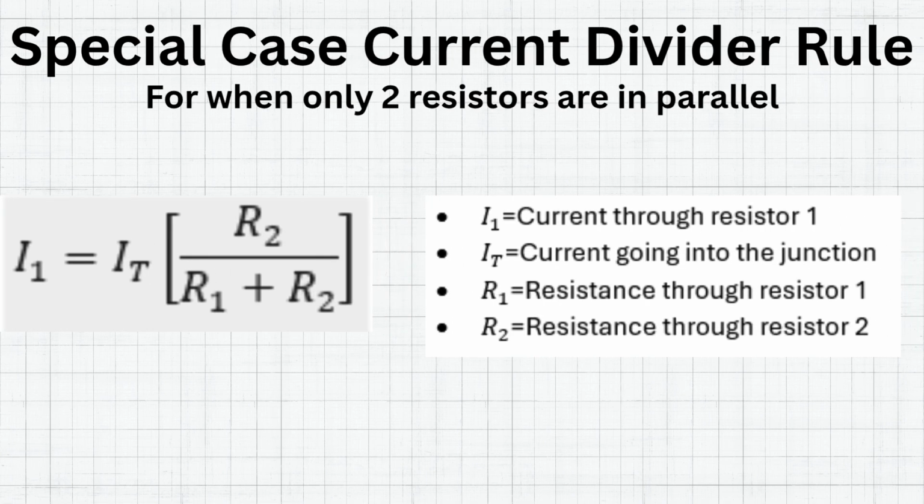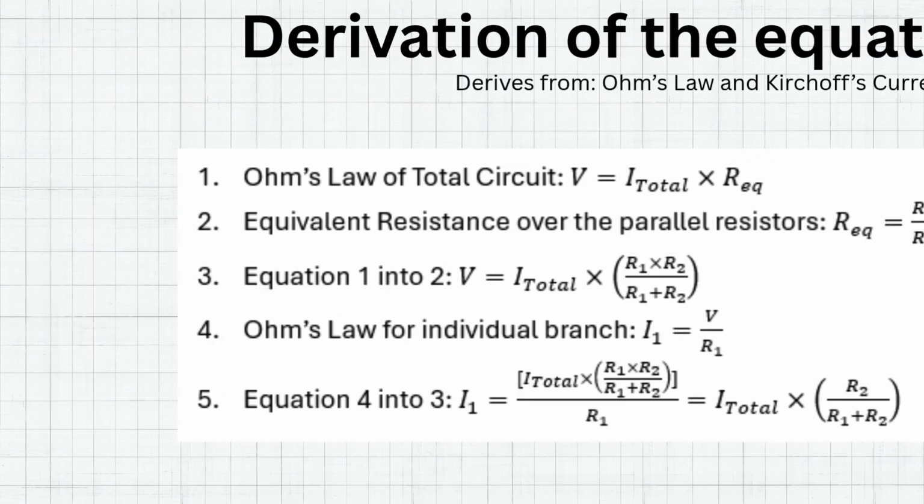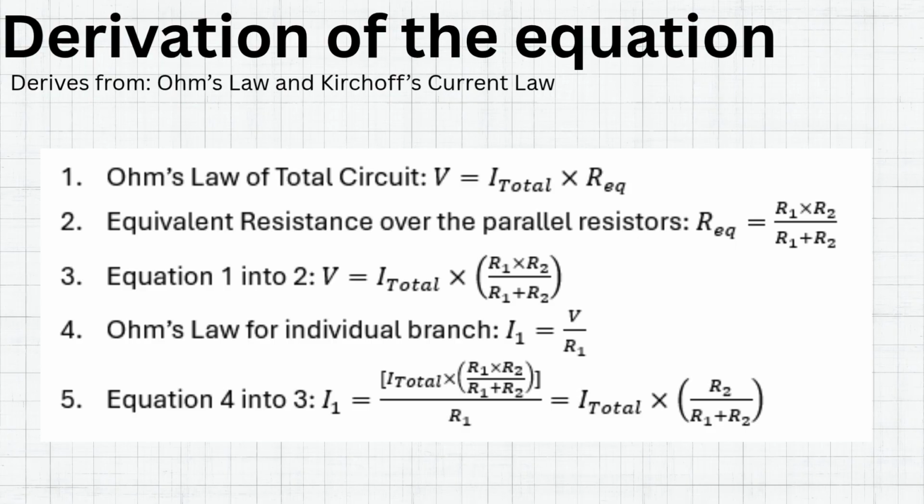There is a special case for the current divider rule when there are only 2 resistors in parallel branches. The current through one of the resistors is calculated by the total current multiplied by the resistance of the other resistor over both the resistors added together. This is derived in a similar way to the original equation by using Ohm's law and simultaneous equations to add the total voltage of the circuit into the equation for the current through the resistor.